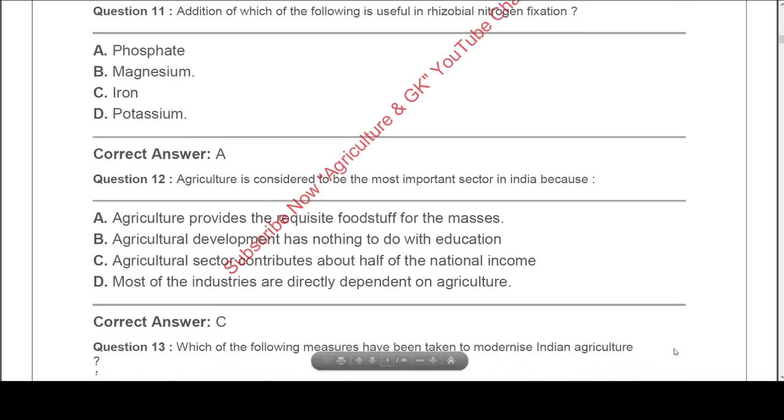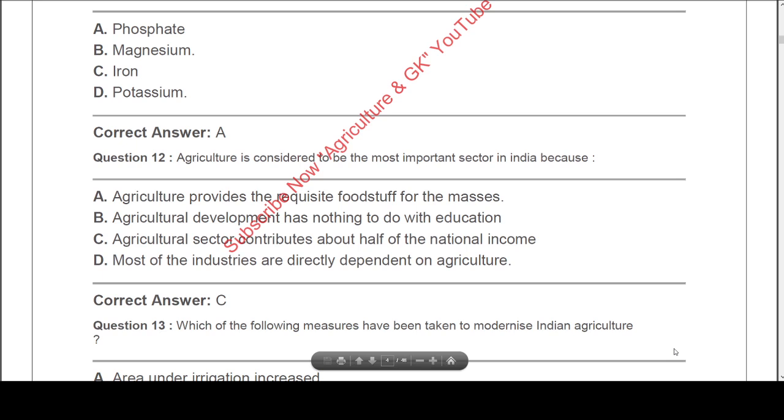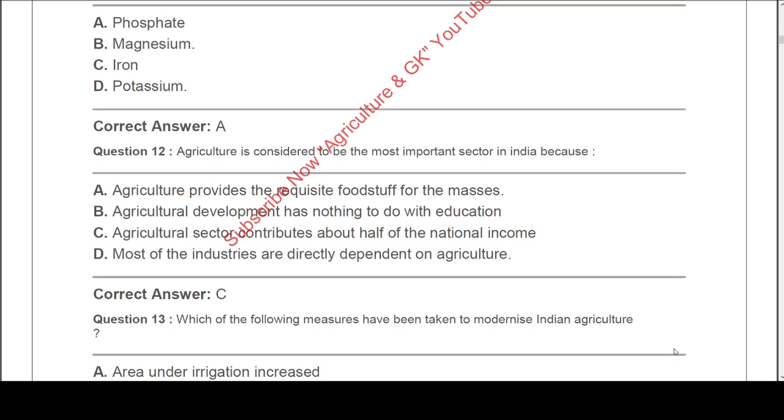Agriculture is considered to be the most important sector in India because, option C, the agriculture sector contributes about half of the national income. But actually right now it is not contributing half, but it is contributing a major amount to the national income. That is why this answer is most suitable.